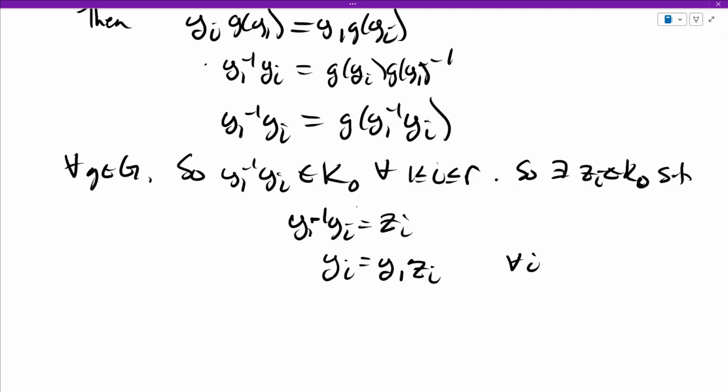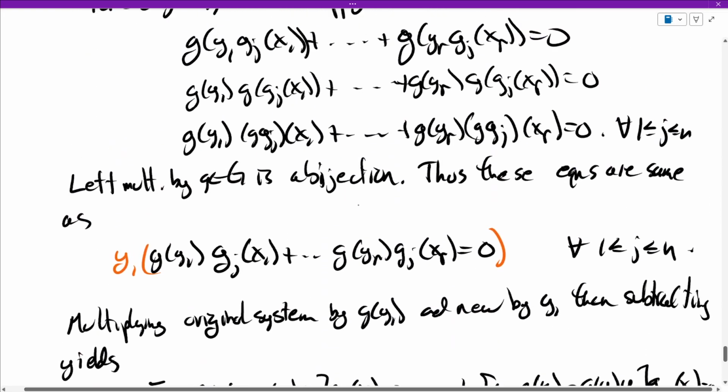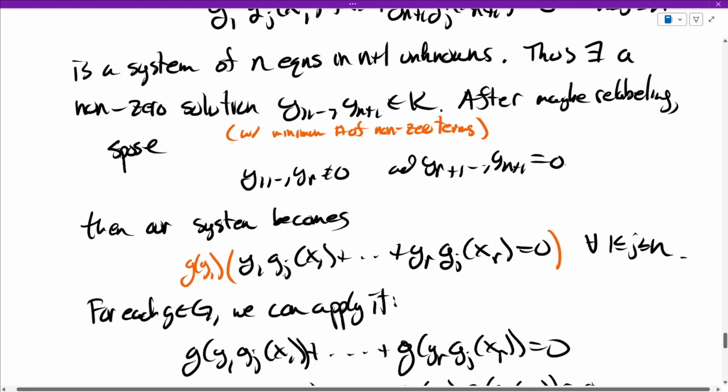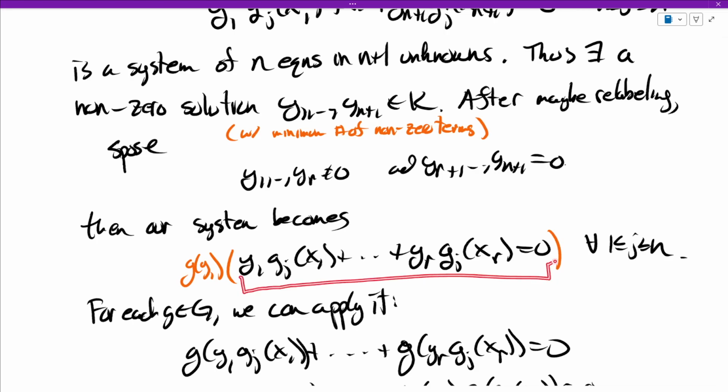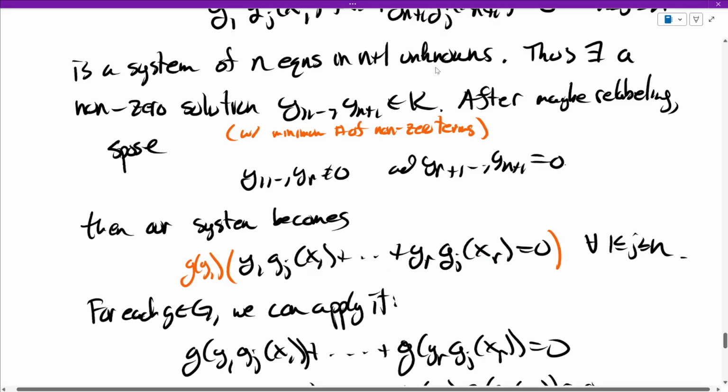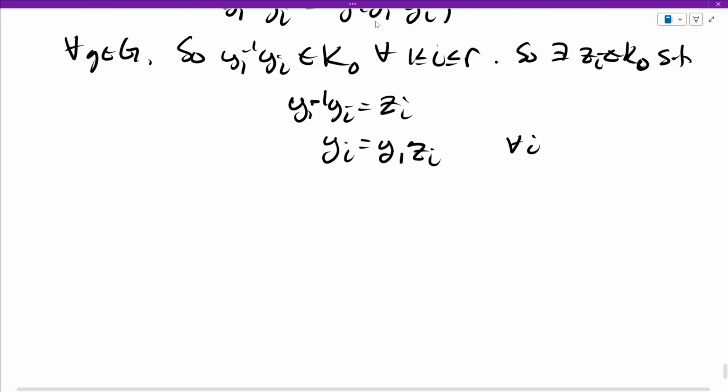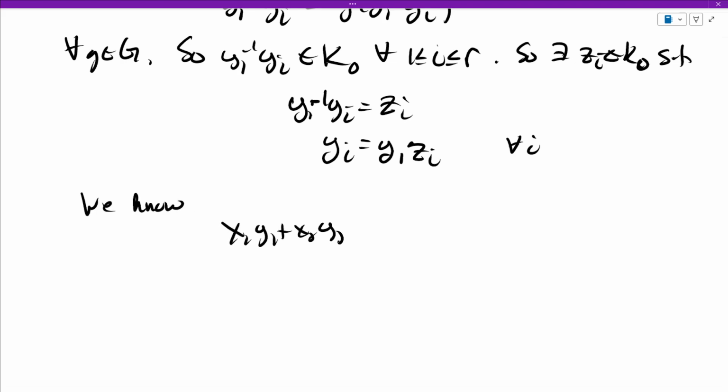All right, now what? We're almost there. We're going to look at one of these equations. We're going to look at this first one here, and we are going to look at this when j is equal to 1. When j is equal to 1, g1 was the identity. So what does this say when j is equal to 1? It says x1 y1 plus x2 y2 plus x r yr is 0. So we know a priori that x1 y1 plus x2 y2 all the way up to xr yr is 0 by plugging in j equals 1 in that equation.